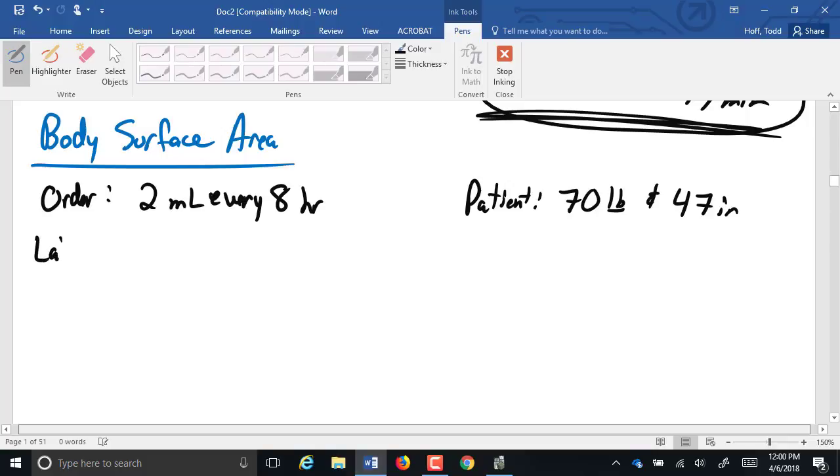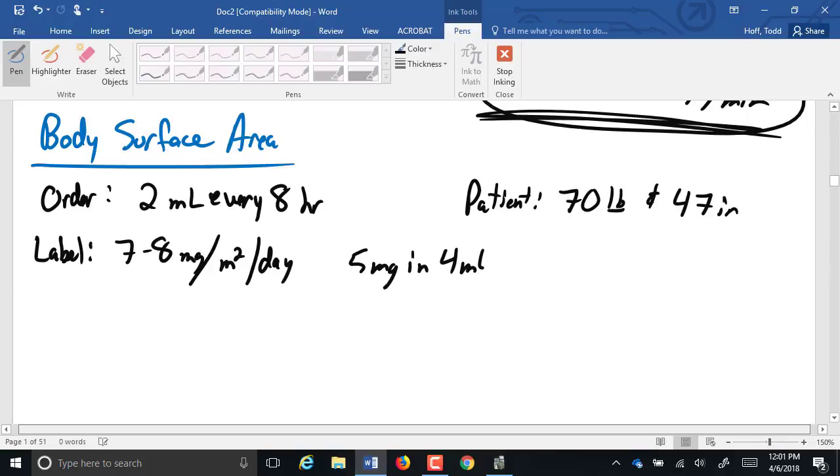The label states 7 to 8 milligrams per meter squared per day. And it is 5 milligrams in 4 milliliters of solution. We need to find the body surface area first.